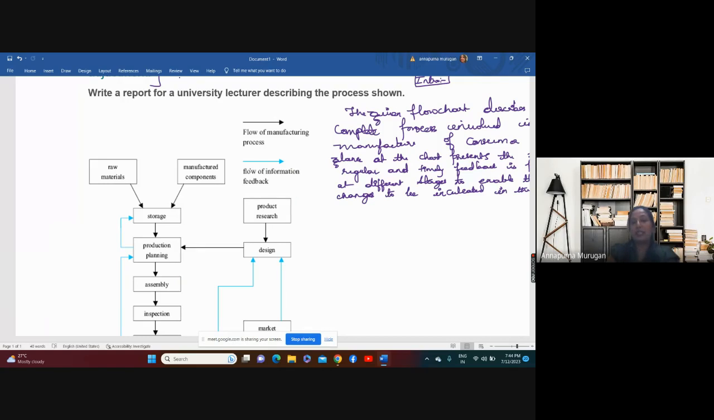What we are seeing, the blue one is the feedback, the flow of information, that is a feedback. And the manufacturing process is this. So what I am doing is, I just described what the flow chart is. Then immediately I thought, okay, they are giving timely feedback at different stages. So that initial overview gave me the idea to mention that particular thing. So got it, guys?